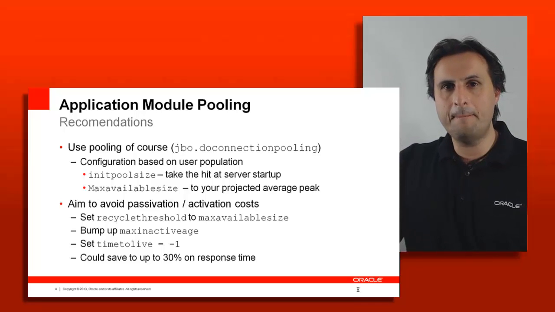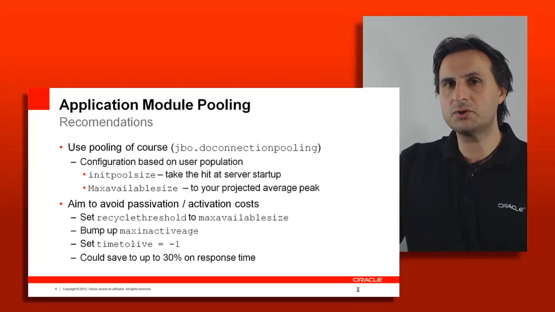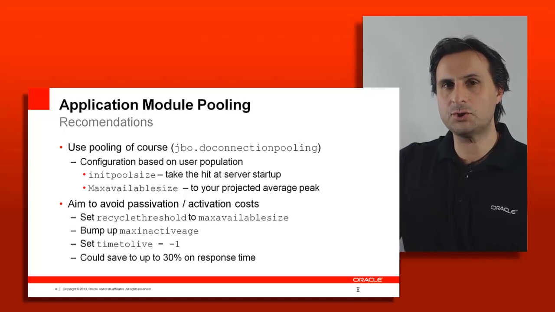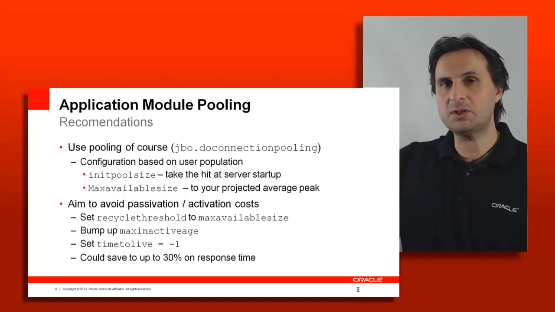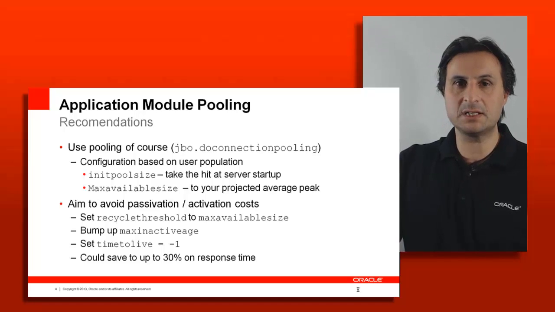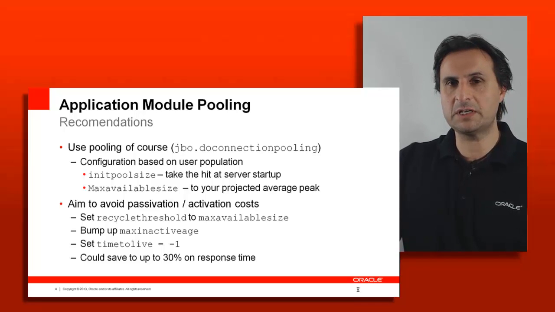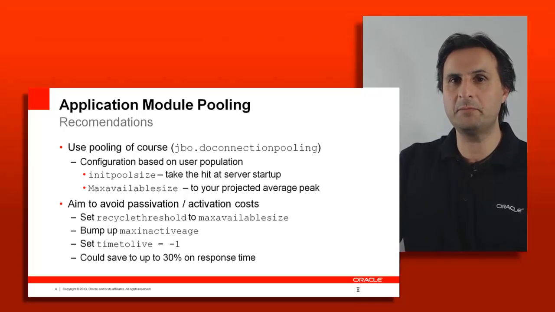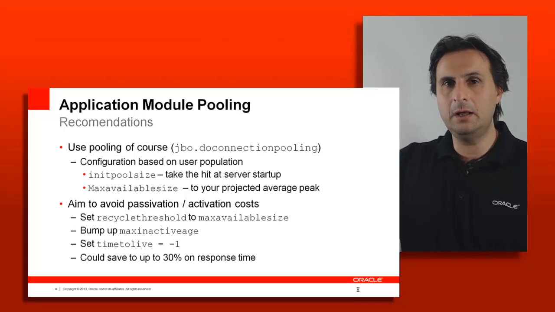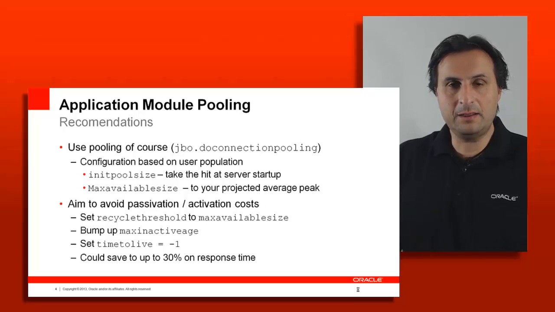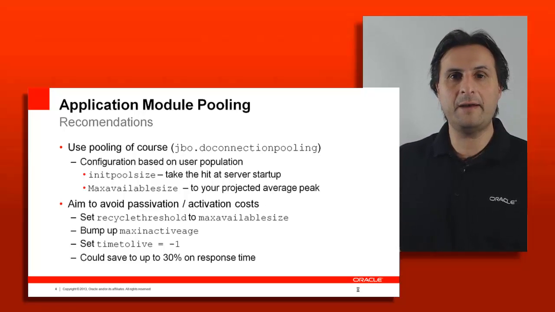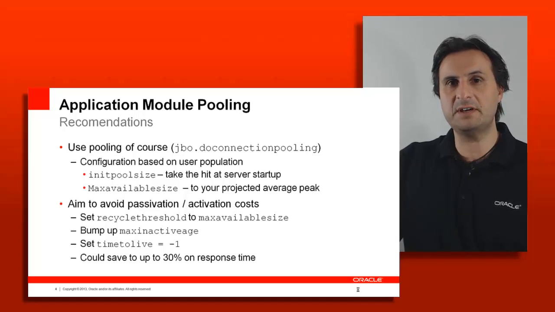Then you want to set the max available size for the pools to your peak level. So you want to make sure that the average peak level is covered by individual application module sessions or instances. Again, of course, this depends on the memory that you have on the machine. So if you expect 50 users to be handled, but your memory doesn't allow more than 30 application modules being in memory, then you will have to buy into using passivation activation.